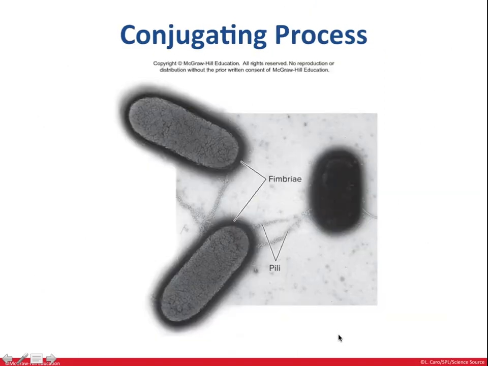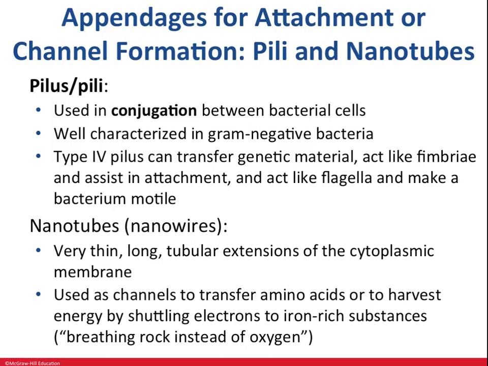Now this is the electron microscope view of the conjugation process. This is a pilus. We know that bacteria can use pili to exchange and transfer genetic material.